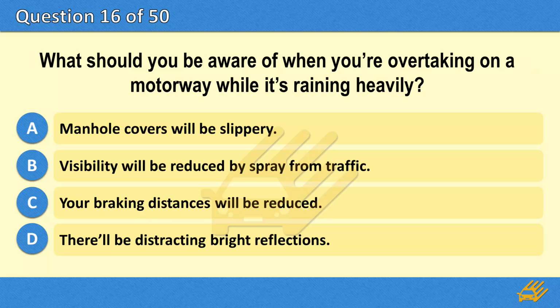What should you be aware of when you're overtaking on a motorway while it's raining heavily? A. Manhole covers will be slippery. B. Visibility will be reduced by spray from traffic. C. Your braking distances will be reduced. D. There'll be distracting bright reflections.